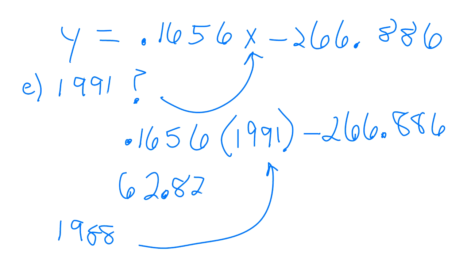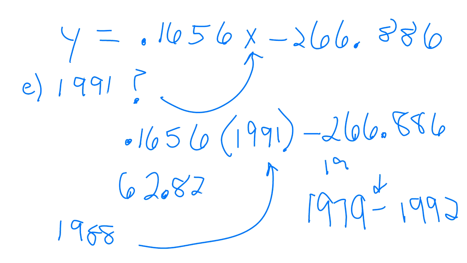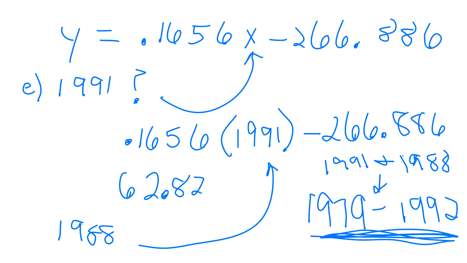Now, the only reason you can do that is because those numbers are within our domain. And what does domain mean? Our domain means that our years on that chart went from 1979 to 1992. And 1991 is in there. And 1988 is, I'm sorry, excuse me. Those 2 years are inside of this interval. So it's okay to do that because we use that line to predict those values.